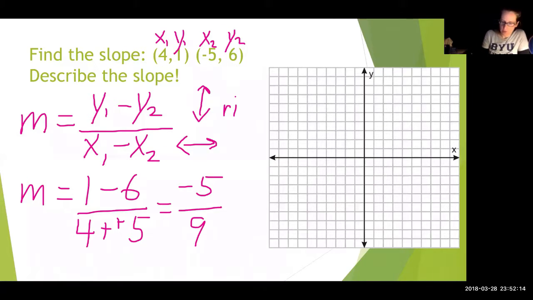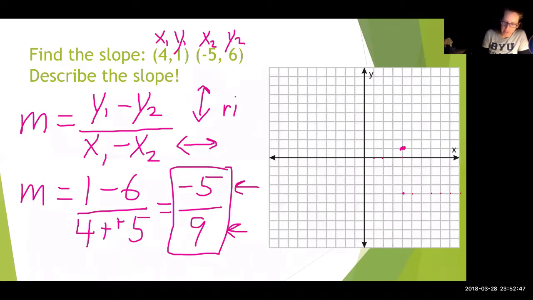So let's see. The first point is 4, 1. This is our slope, by the way. 4, 1. 1, 2, 3, 4, 1. Okay. 4, 1 is right there. And then using our slope, remember this is how far we go up and down. And then this is how far we go over. So we're going to rise negative 5. 1, 2, 3, 4, 5, right down to there. And then we're going to run 9. And 9's a positive. So we're 1, 2, 3, 4, 5, 6, 7, 8, 9. Okay, I went right off the board there.